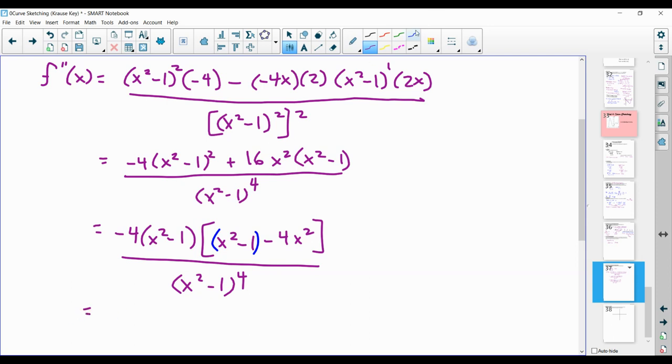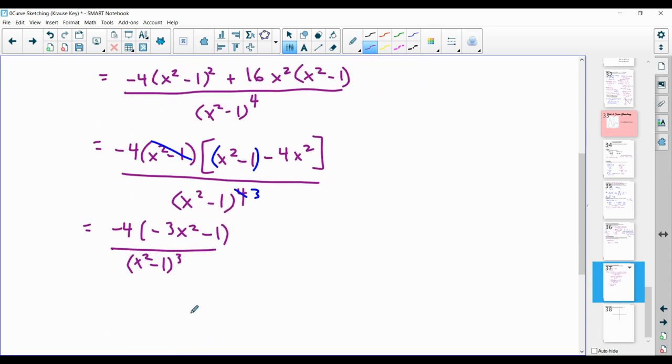So we can do a little bit of canceling here. The top one's going to cancel. We're going to be left with a cubed on the bottom, and we're going to have -4 times inside here, x squared minus 4x squared, so -3x squared minus 1, all over x squared minus 1, all cubed. So we have our vertical asymptotes at plus or minus 1.